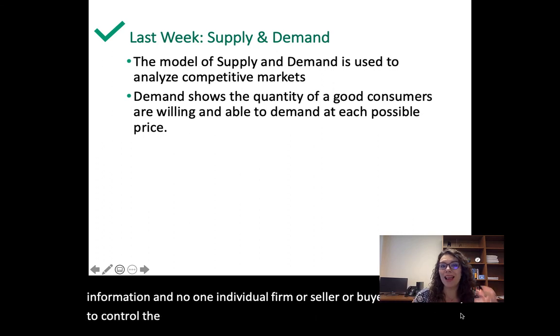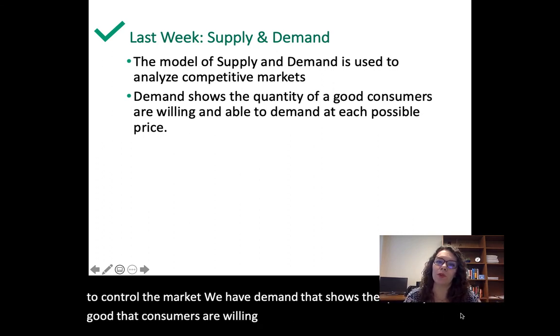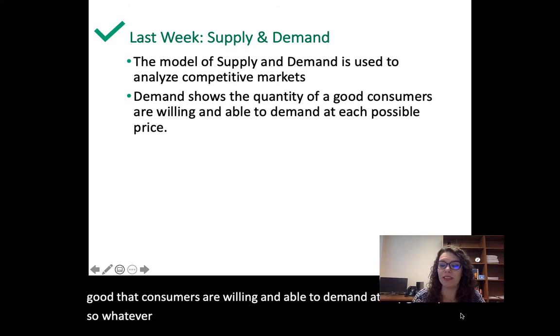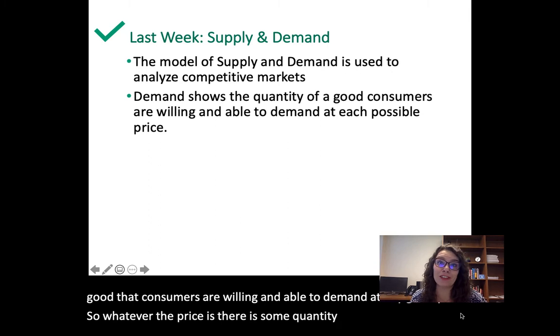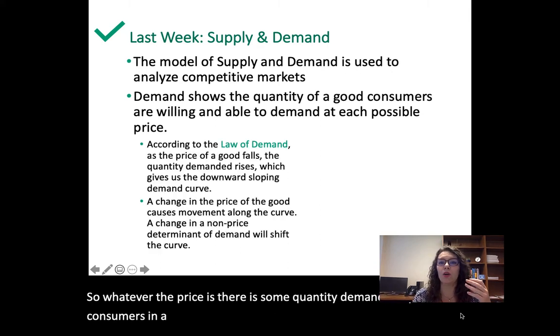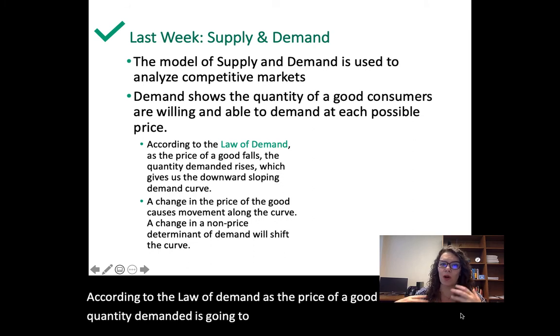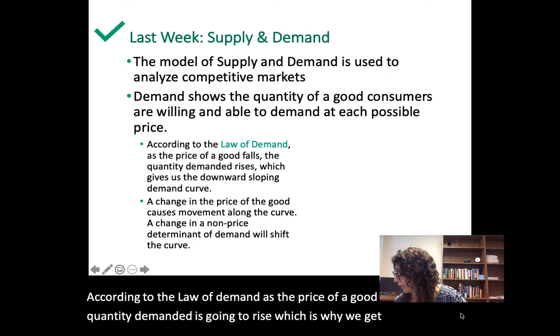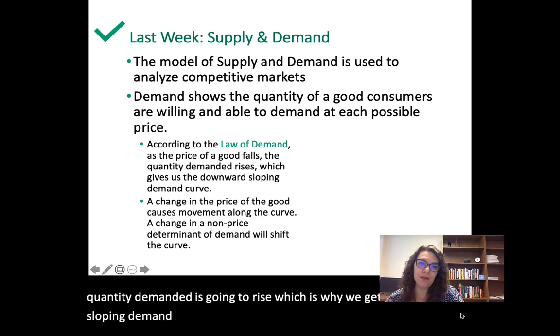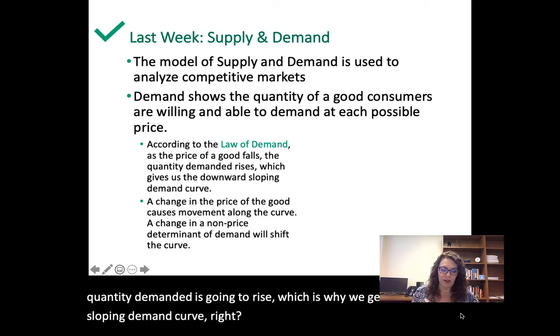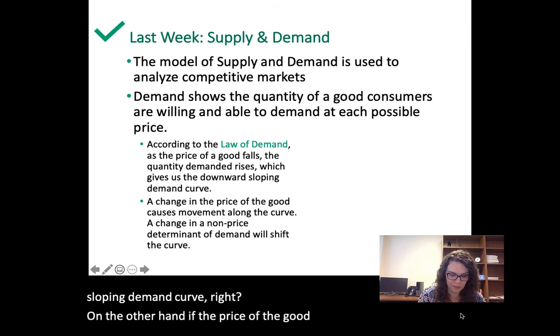We have demand that shows the quantity of a good that consumers are willing and able to demand at any given price. So whatever the price is, there is some quantity demanded by all the consumers in a market. According to the law of demand, as the price of a good falls, that quantity demanded is going to rise, which is why we get that downward sloping demand curve, right? On the other hand, if the price of the good goes up, we're going to demand less of it.